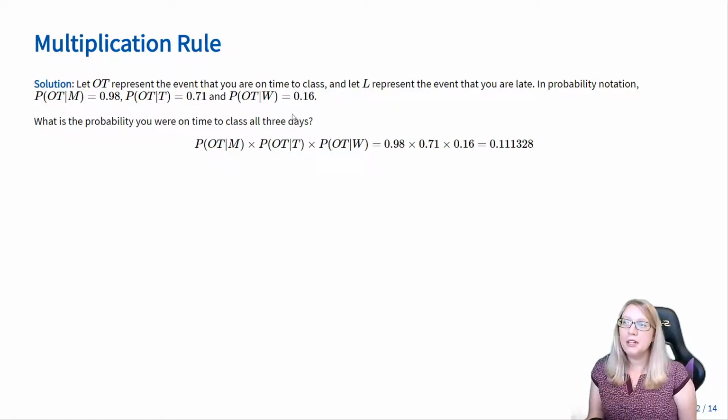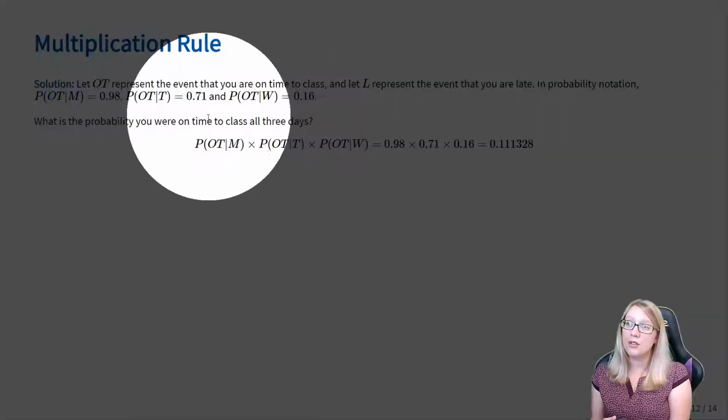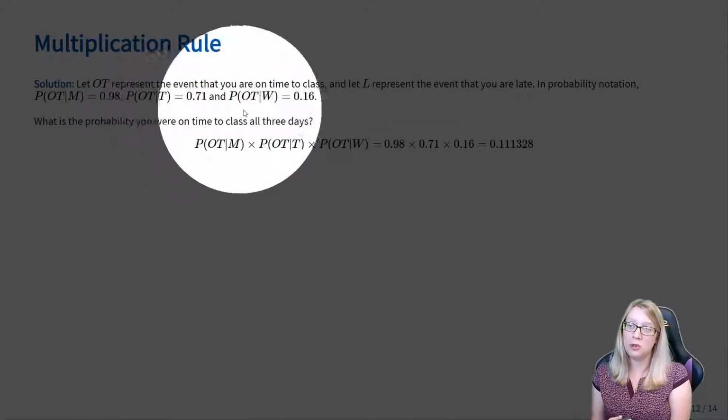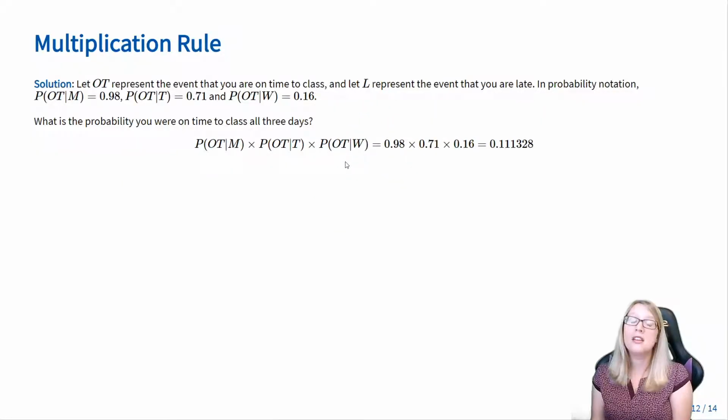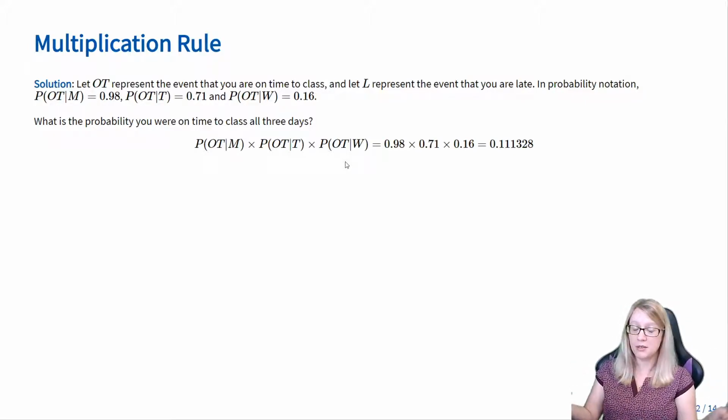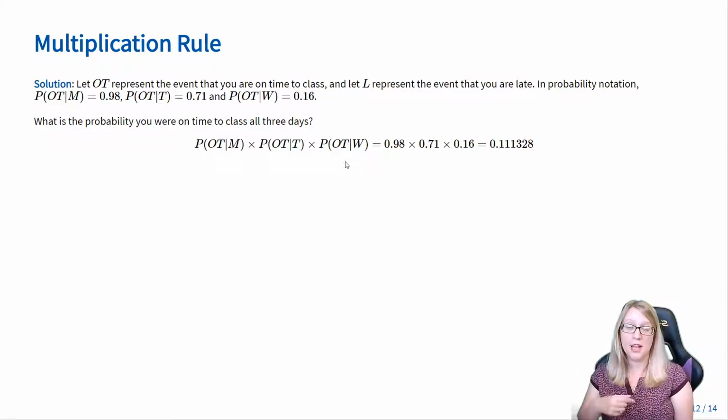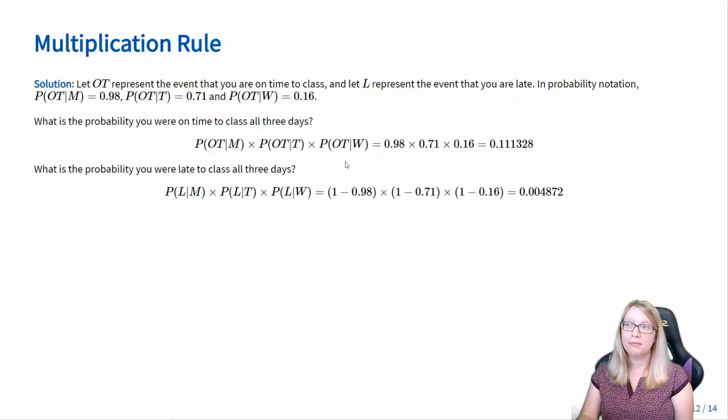So let's find the probability that you are on time to class all 3 days. Now, each day, the probability of being on time is a conditional event. It changes depending on the day of the week. However, we can still use the multiplication rule even though these are conditional events because they're independent from each other. The days themselves are independent. So we have the probability that we're on time on Monday times the probability that we're on time on Tuesday times the probability that we're on time on Wednesday, which works out to be about 0.11 or 11%.